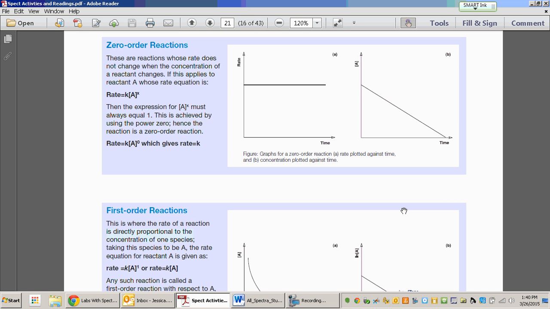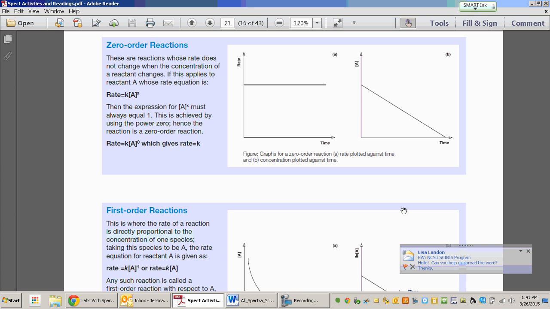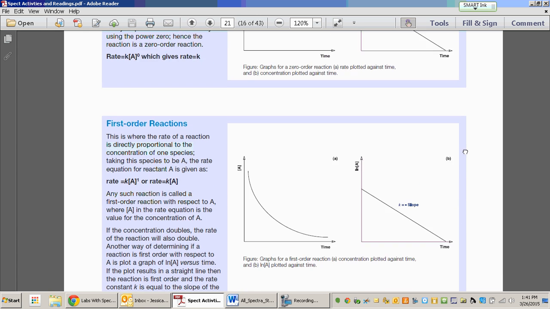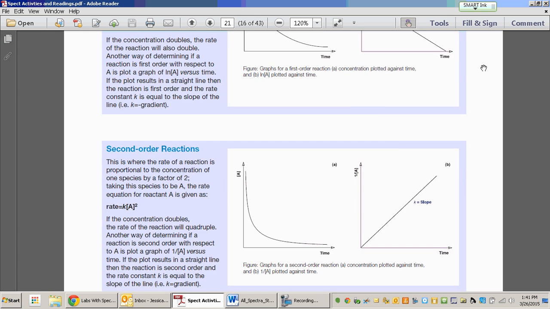So we have to be able to look at data and obtain evidence of zero, first, or second order. ln of concentration versus time is linear for first order. Concentration versus time is linear for zero order. And 1 over concentration versus time is linear for second order. That's the one with the positive slope. Okay, we're going to jump into review after exams, but is there anything else you guys need to talk about?